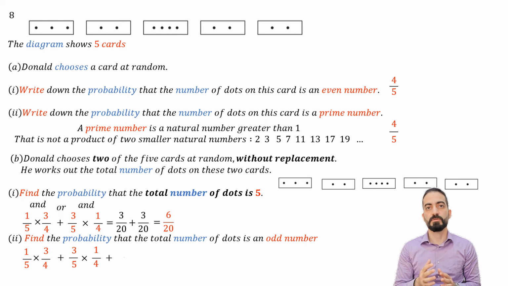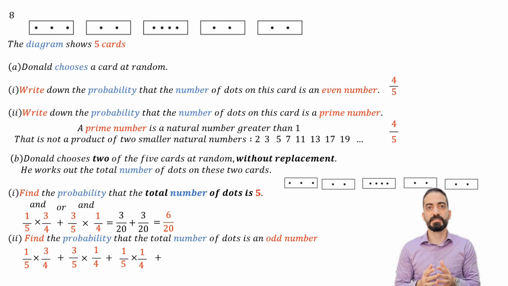Or he will choose 3. There is 3 1 time. This means 1 over 5. And after that he will choose 4. There is 4 1 time. This means 1 over 4.